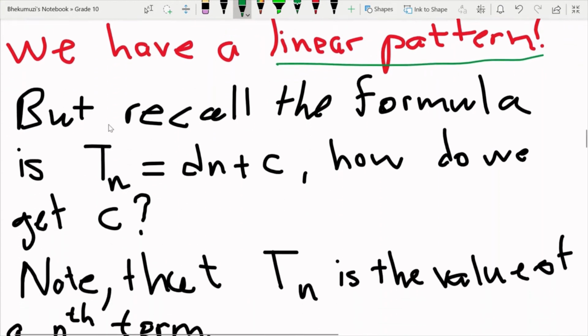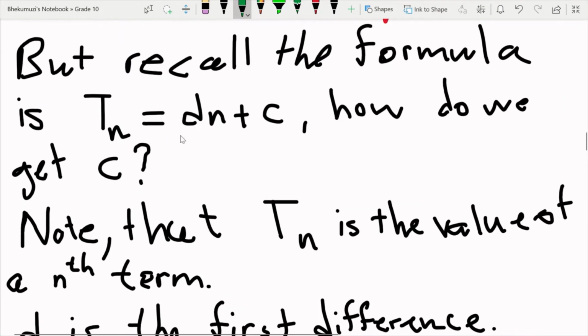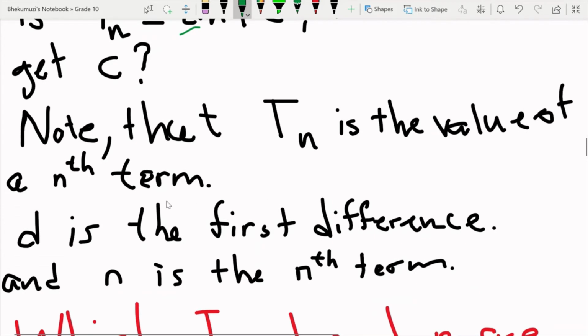But recall the formula: T of n, or the term number, equals d, which is the first difference, times n, the term, plus c. And how do we get this c? In actual fact, it's very easy once you get your common difference. Tn is the value of the nth term, d is the first difference, and n is the term number that you have chosen.